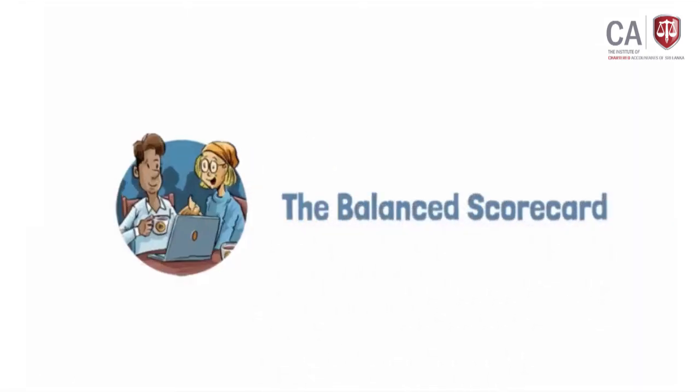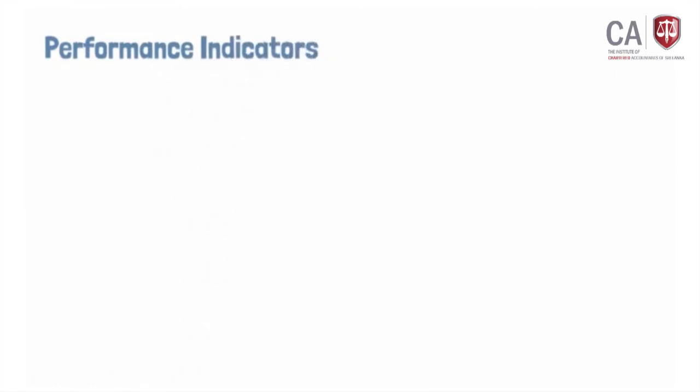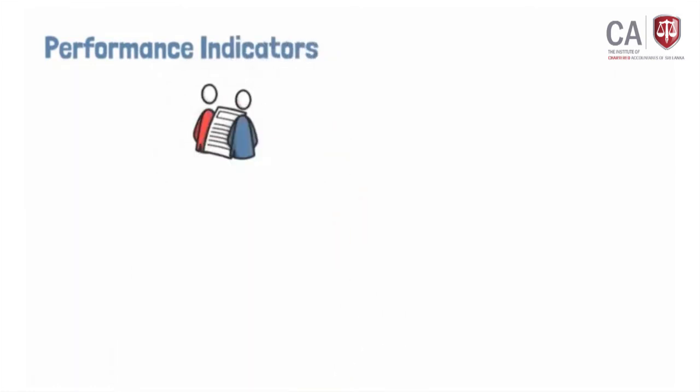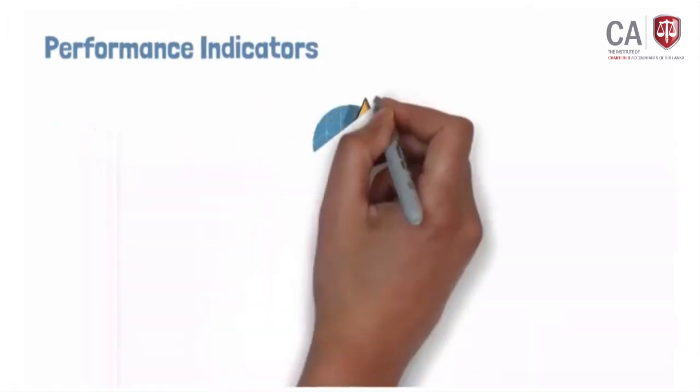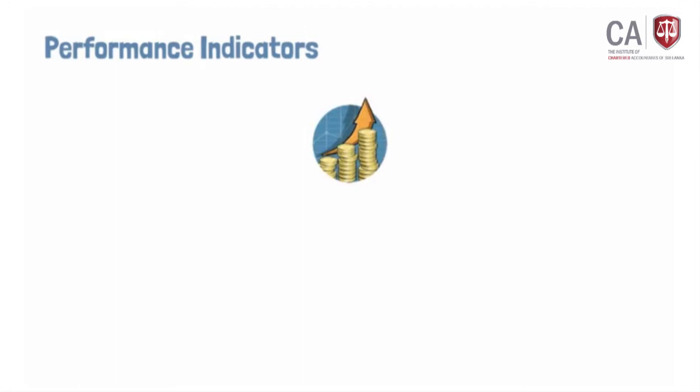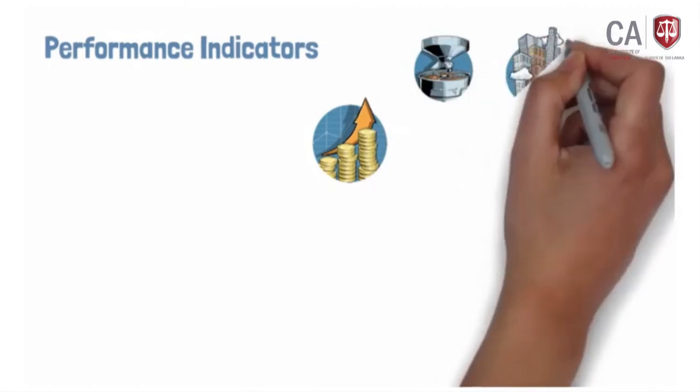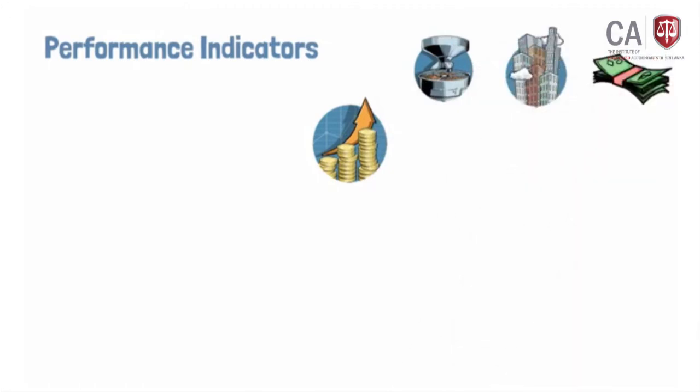The balanced scorecard. Measuring a company's performance is important. If something doesn't get measured and reported, then probably nobody in the company will be paying much attention to it. Traditionally, companies have relied on financial indicators in order to measure their performance. This worked well when most of a company's assets were physical and could be reflected in a company balance sheet, such as machines, buildings, and cash.